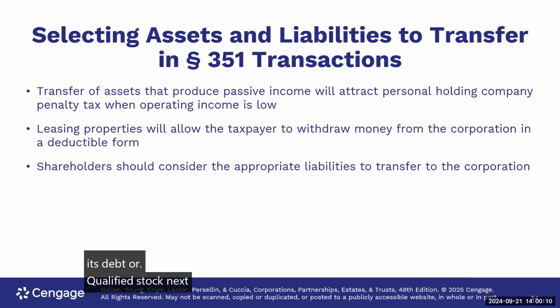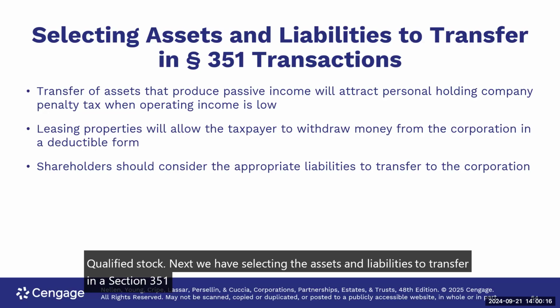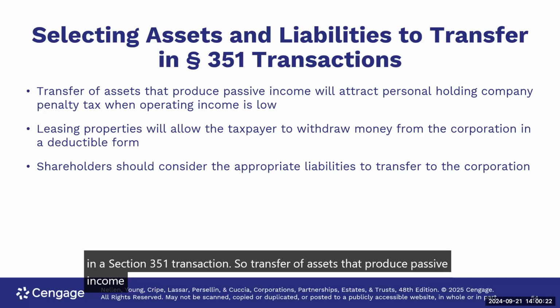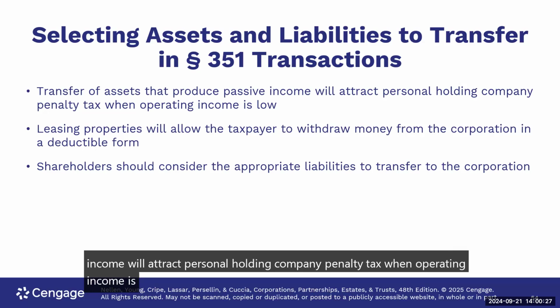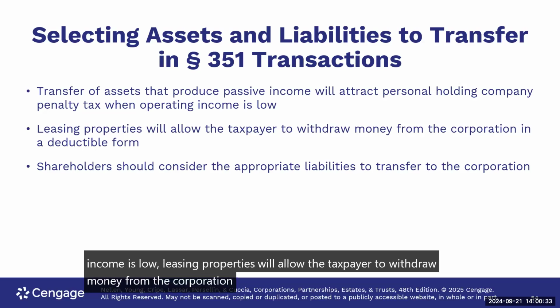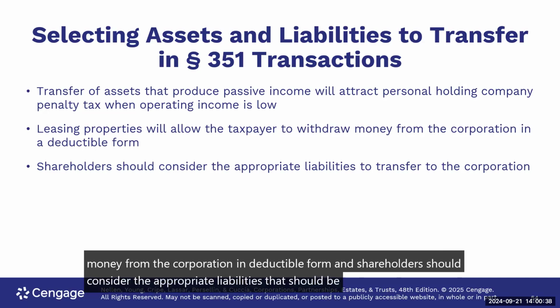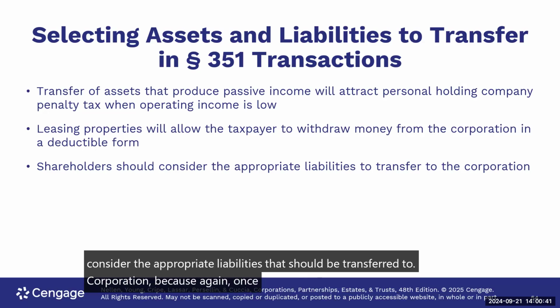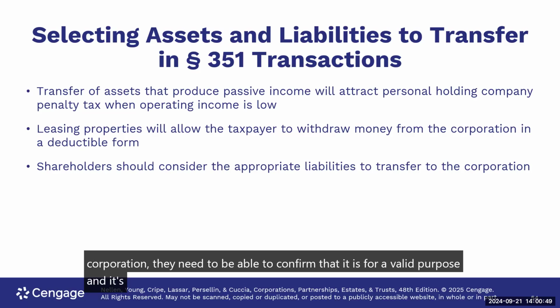Next, we have selecting the assets and liabilities to transfer in a Section 351 transaction. Transfer of assets that produce passive income will attract personal holding company penalty tax when operating income is low. Leasing properties will allow the taxpayer to withdraw money from the corporation in a deductible form, and shareholders should consider the appropriate liabilities that should be transferred to the corporation, because once liabilities are transferred, they need to be able to confirm that it is for a valid purpose and not just to avoid taxes.